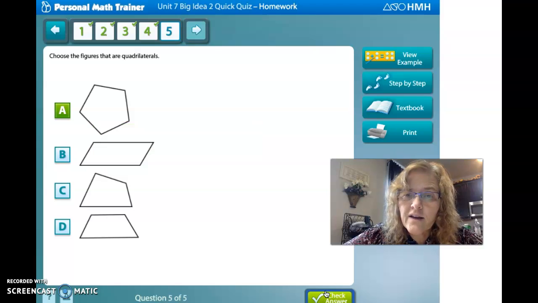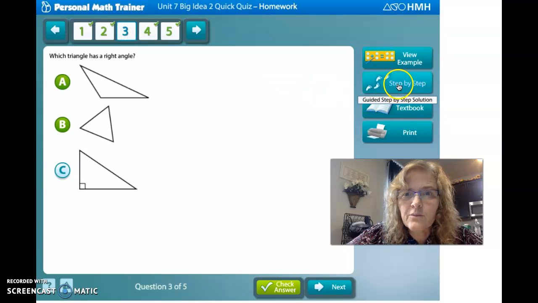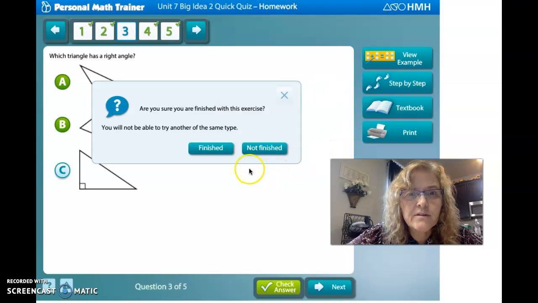Okay, that is all 5 questions. Make sure you check your vocabulary cards. Those will help you to make sure you know what the definitions of each of these shapes are. That is your help. In fact, let's go back to number 3 and hit the step-by-step.